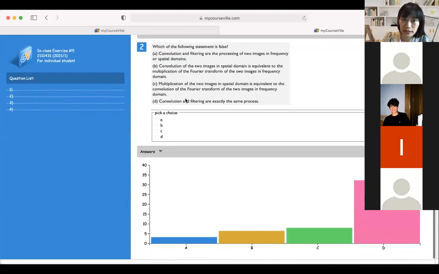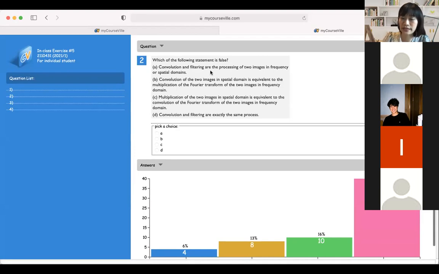The second one: the convolution and filtering are the processing of two images in the frequency or spatial domain. This one is correct. You can do convolution or filtering in any domain. And the convolution of two images in the spatial domain is equivalent to the multiplication of the Fourier transforms of the two images in the frequency domain. This one is correct.